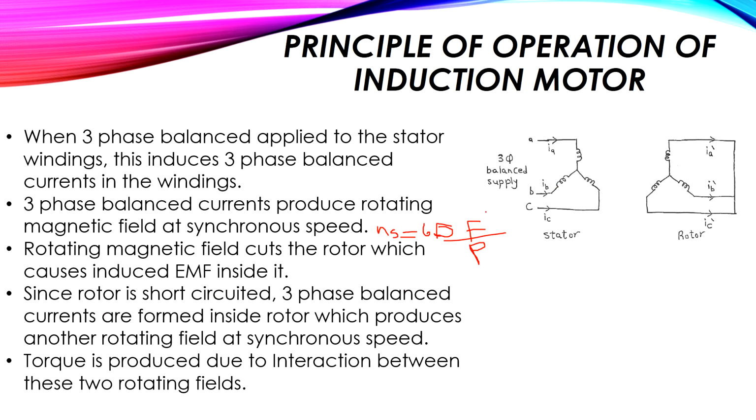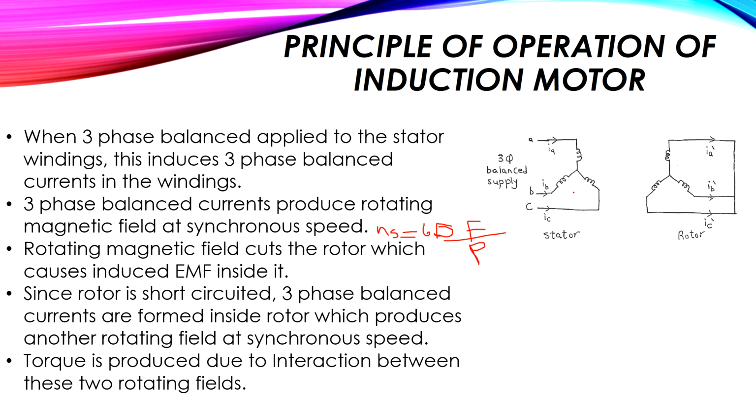So again, we put a three-phase supply here. The three-phase balanced supply causes three-phase currents. The three-phase currents produce a rotating magnetic field. The rotating magnetic field cuts the rotor. So what will happen? It will produce a three-phase induced voltage. The three-phase induced voltage produces three-phase currents. The three-phase currents will produce another rotating magnetic field.